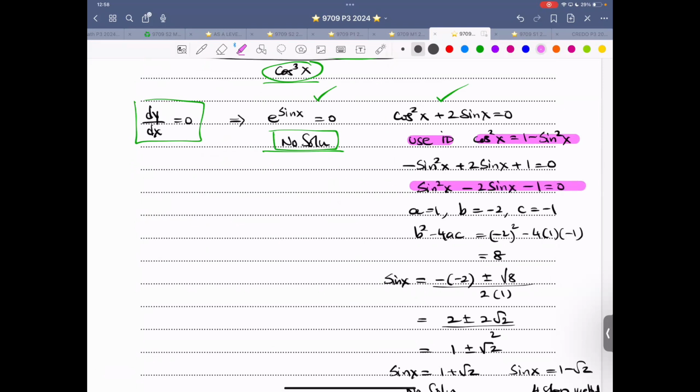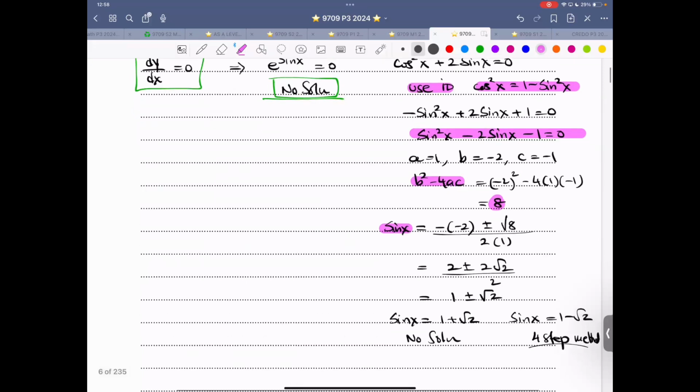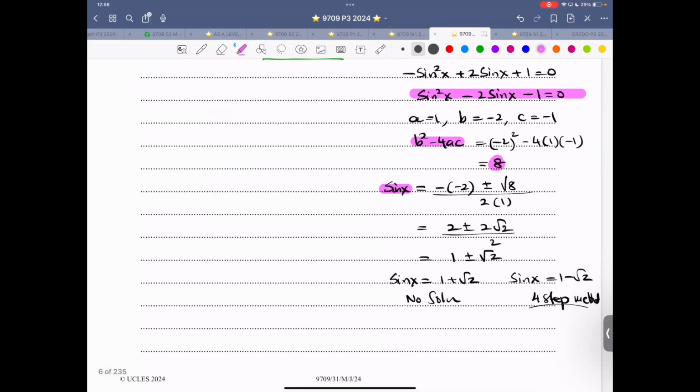This is P3. So most of the equations won't factorize. In P1, most of the equations do factorize. First of all, I have a habit of calculating b square minus 4ac. Then I plug in the formula. The equation is in terms of sin x. So whatever you are getting, that's the value of sin x. One value is 1 plus root 2, which is greater than 1. So that is why we are discarding it. The other value is 1 minus root 2, which is a decimal value between 0 and 1.